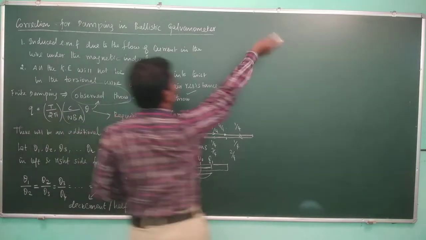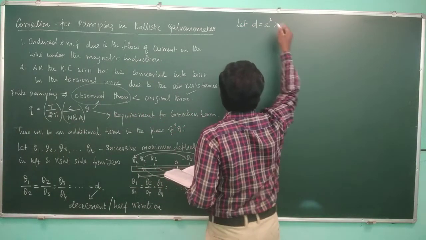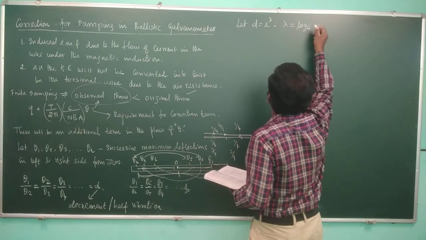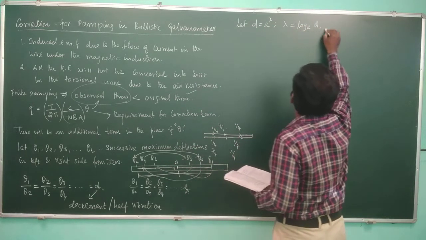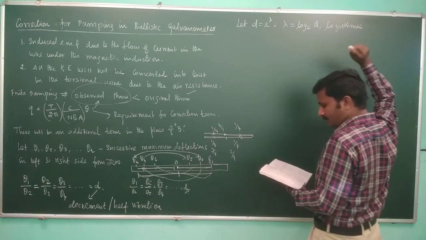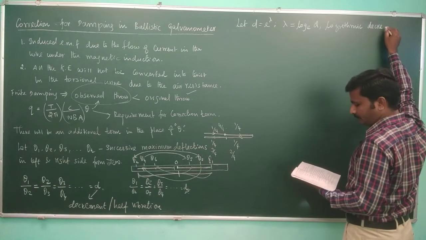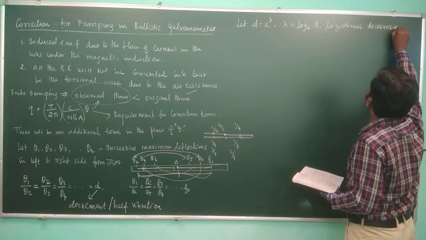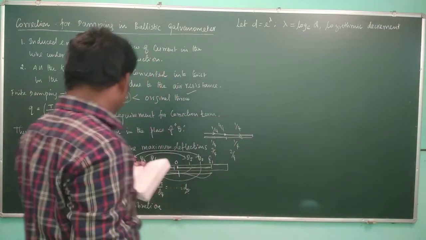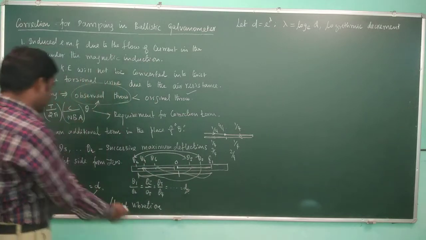And let this D be equal to e power lambda, then you can take lambda equal to log e of D, which is called logarithmic decrement. Logarithmic decrement, right? So this is for half vibration.